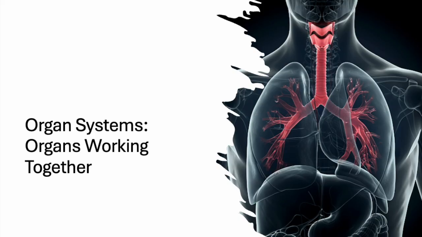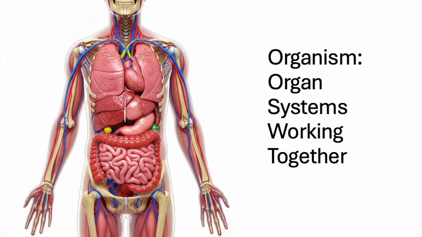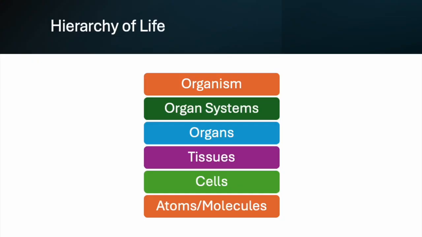When these organ systems combine into one being, you have the complex organism. And there you have it. This hierarchical organization showcases the intricate and fascinating nature of life. Organisms are made up of organ systems that are made up of organs made from tissue, which consists of cells that are created from atoms and molecules.